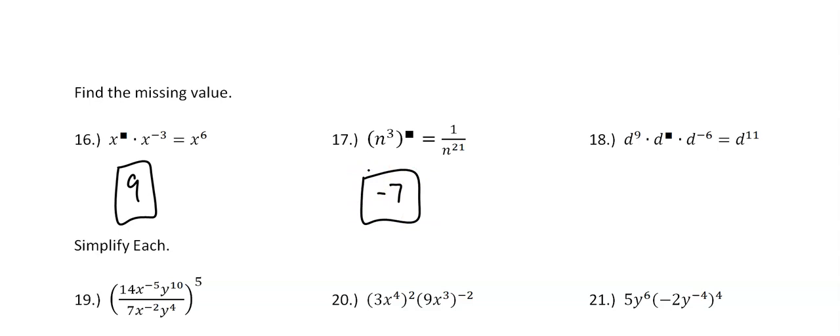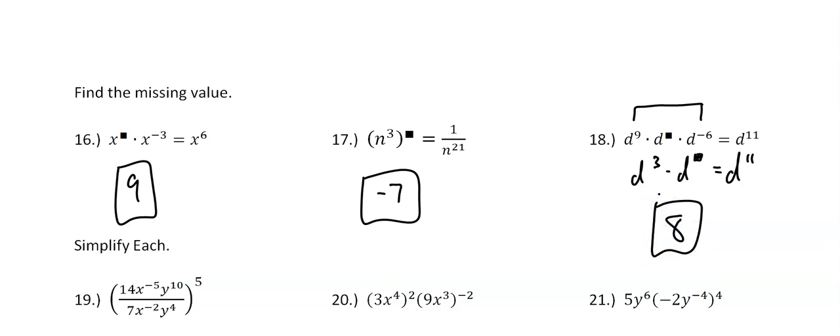This one, rules of exponents, when I'm multiplying, I add the exponents. So that would give me a d to the third if I simplify a little bit. And then there's my blank that I'm still looking for. So again, rules of exponents, when I multiply, I'm adding the exponents. So 3 plus what will equal an 11? Well, that's an 8.